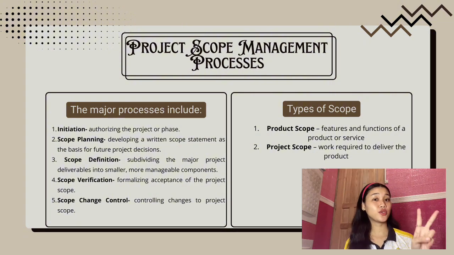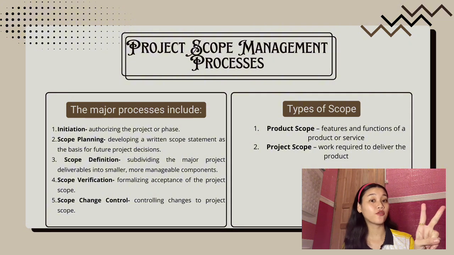There are also 2 types of scope, the product scope and the project scope. Product scope refers to the characteristics or features of the final product or service. On the other hand, project scope refers to all the work that must be done to create the product. For example, new telephone system project components may include hardware, software, training, and implementation.